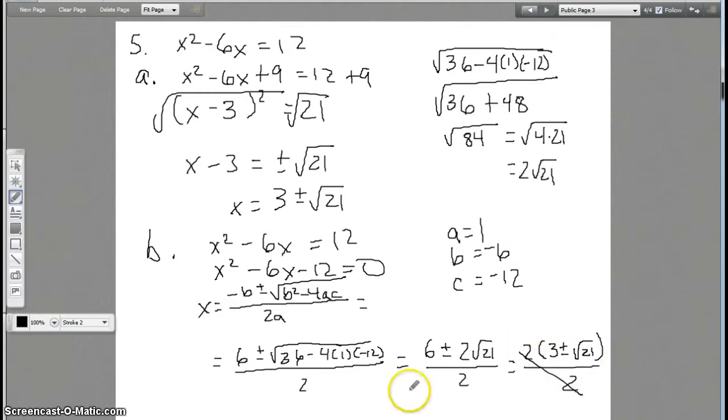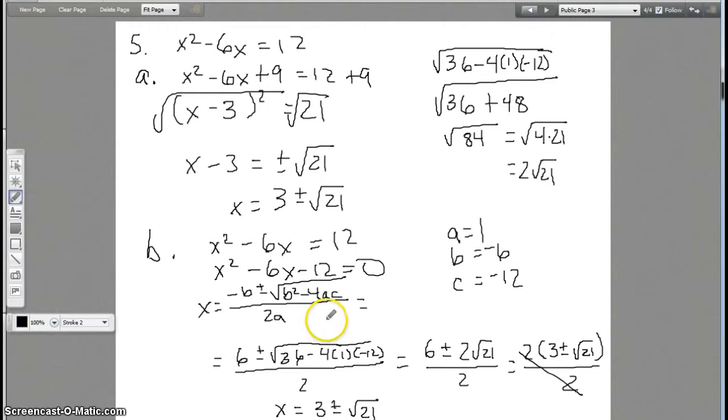Our 2's cancel, and so we end up with x is equal to 3 plus or minus the square root of 21. You'll notice that is the same answer that we ended up with when we used completing the square.